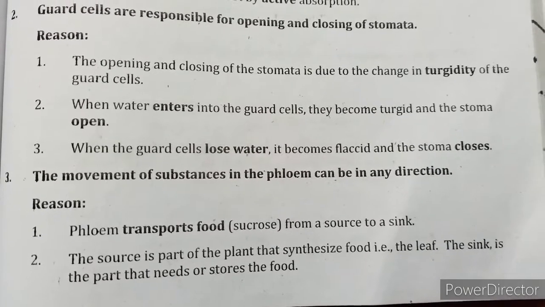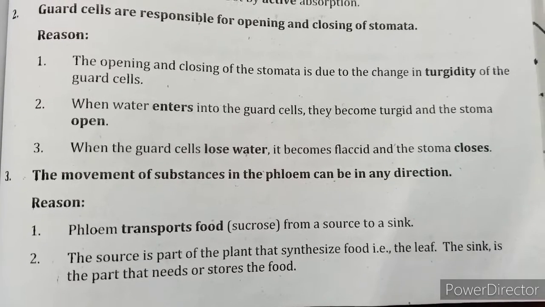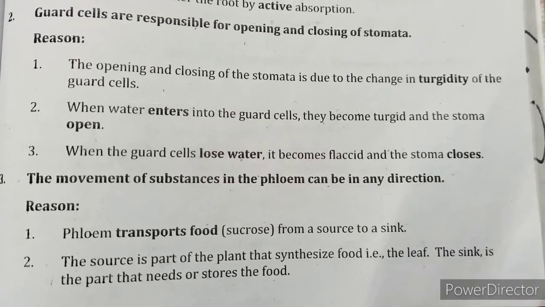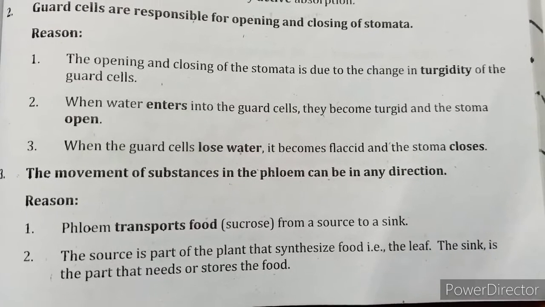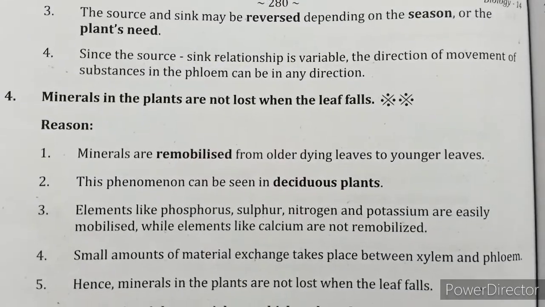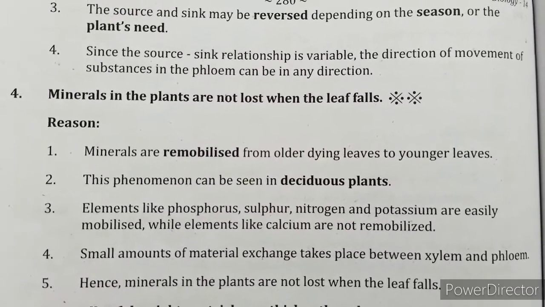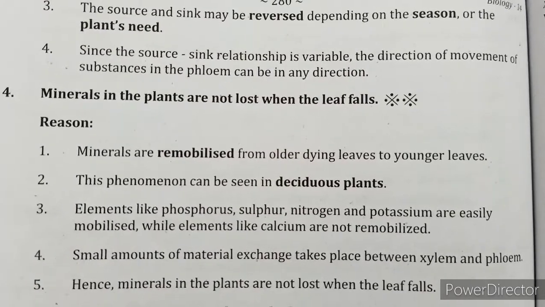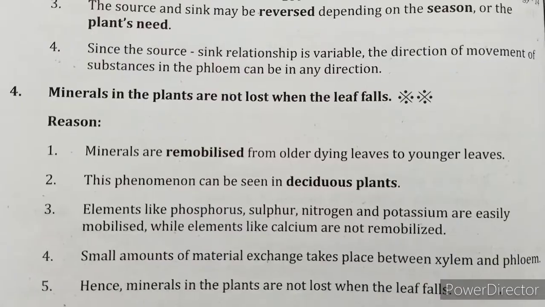The movement of substances in the phloem can be in any direction. Reason: phloem transports food from a source to a sink. The source is a part of the plant that synthesizes food, for example the leaf. The sink is the part that needs or stores the food. The source and sink may be reversed depending on the season or the plant's need. Since the source-sink relationship is variable, the direction of movement of substances in the phloem can be in any direction.